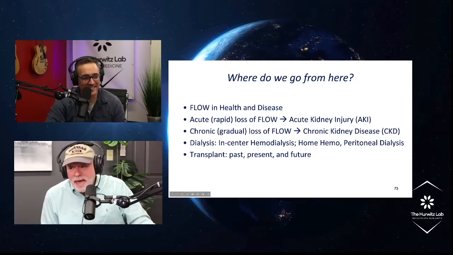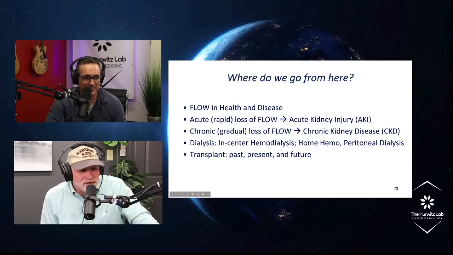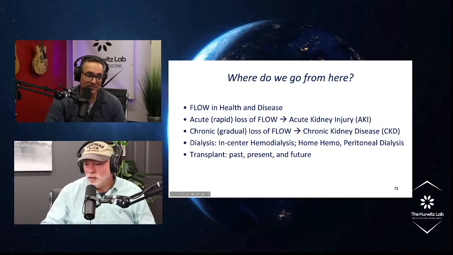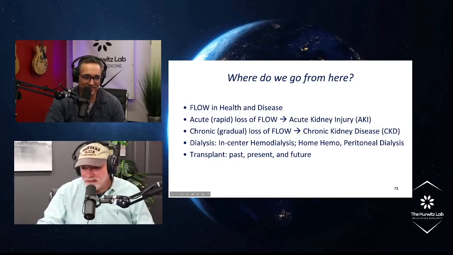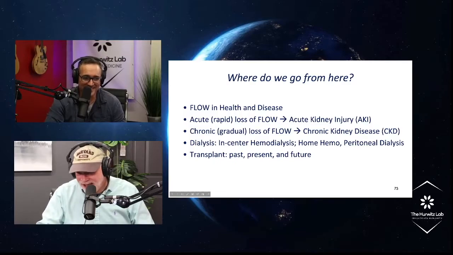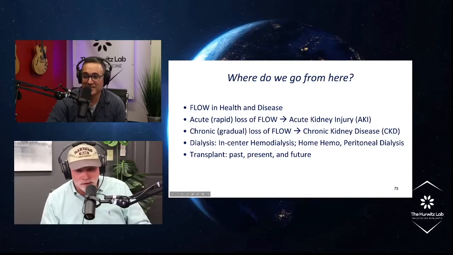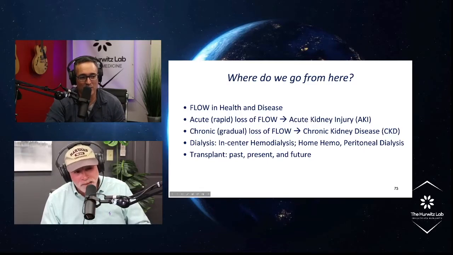Right. Okay. And then CKD, of course, is when it happens, but it happens gradually. So we haven't talked about those in detail, which we can. Blood pressure is another thing we could talk about. And then, of course, what about people who've lost clearance? Well, then there's dialysis, in-center hemodialysis, home hemodialysis or peritoneal dialysis, and, of course, giving people clearance back with a transplant. Where are we? Past, present, and future.